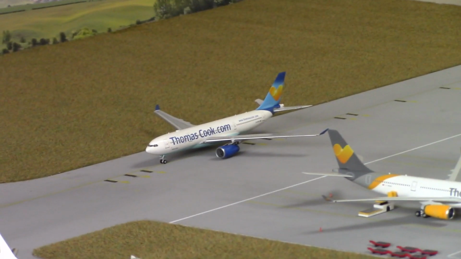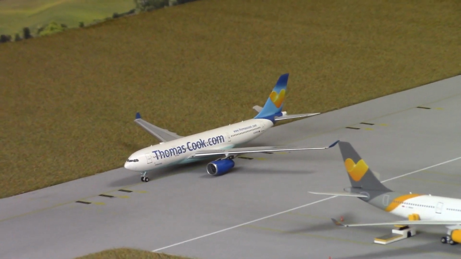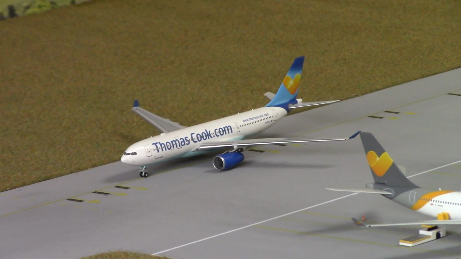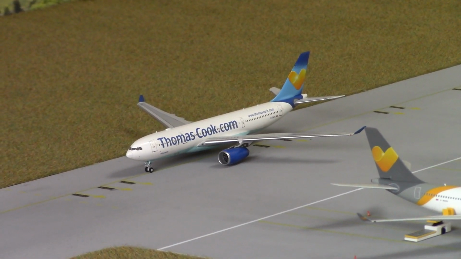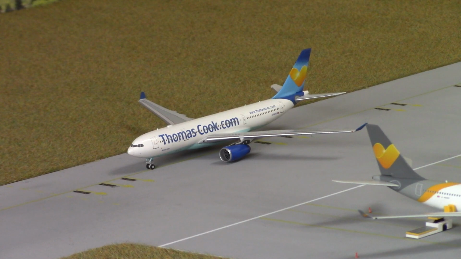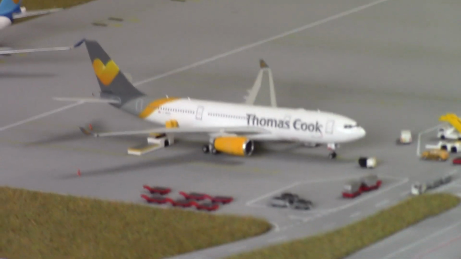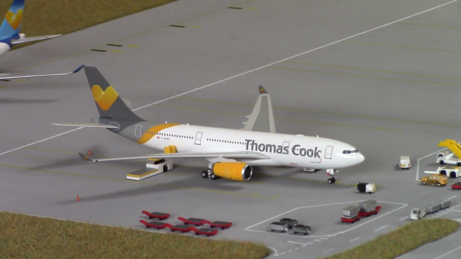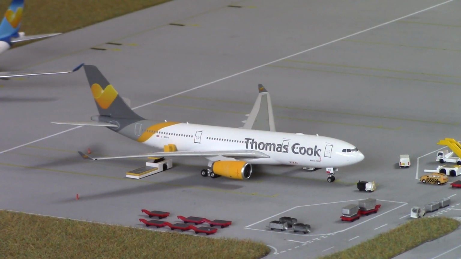Taxiing out, panning back across. We have this Thomas Cook A330-200, MT2842, heading out to Cancun. This aircraft is G-CHTZ, modelled by NG, which I kind of bought. I don't really know why, to be quite honest, because Thomas Cook were gone by, I think, the time that was released.